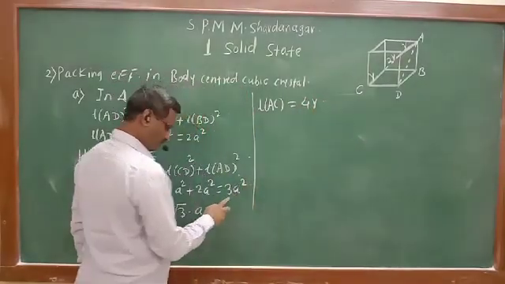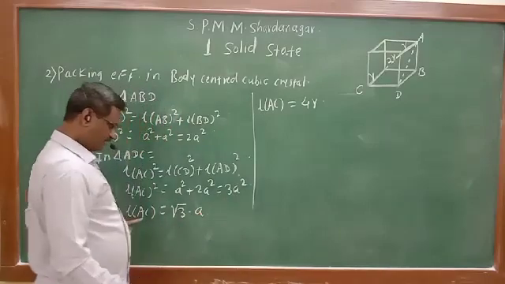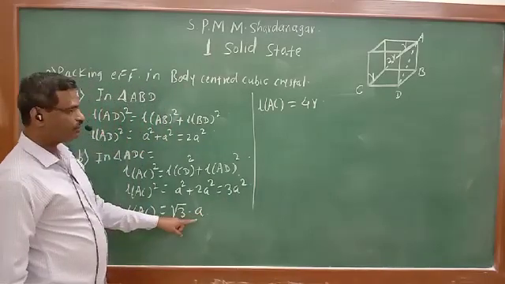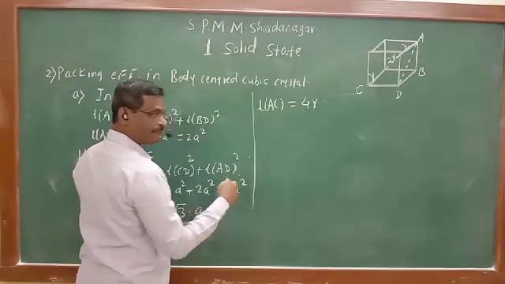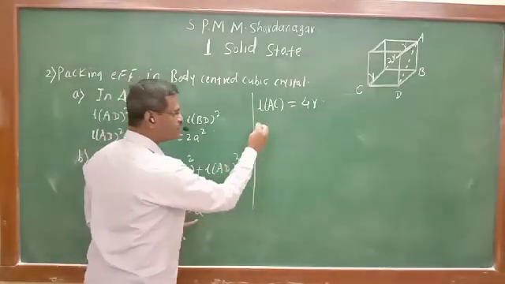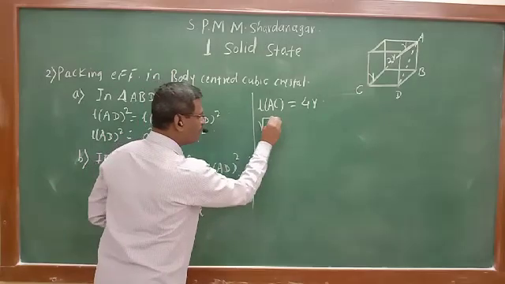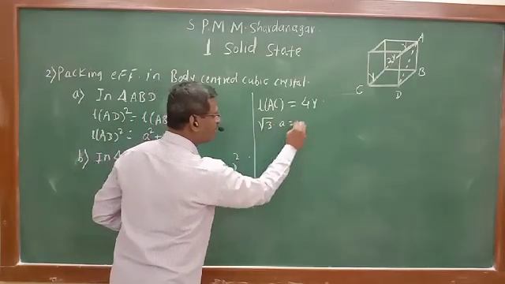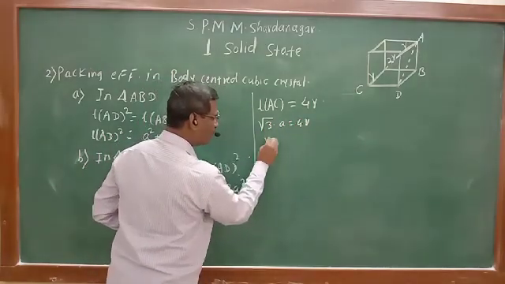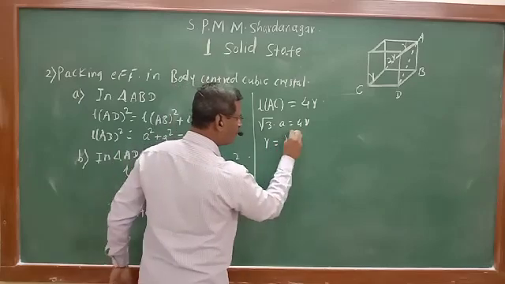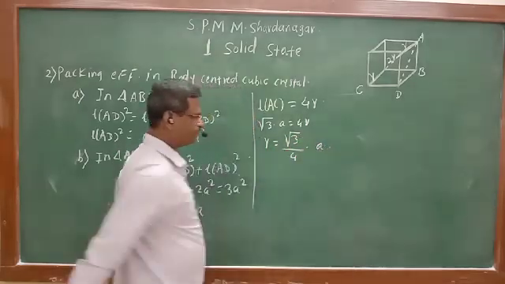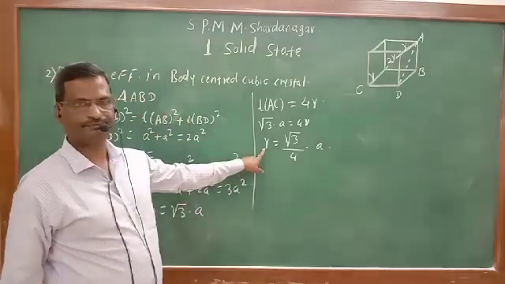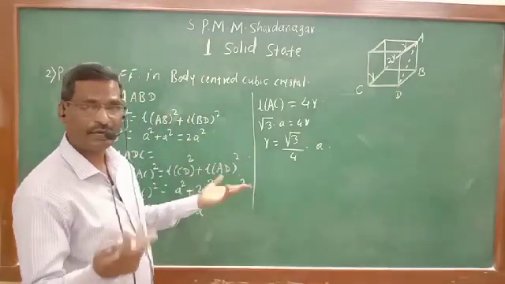So here length AC is equal to square root of 3 into A, and this is 4R. Left sides are same, right sides are also same, therefore square root of 3 into A is equal to 4R, and from that radius R will be equal to square root of 3 by 4 into A. This is the radius. From radius we can calculate volume.